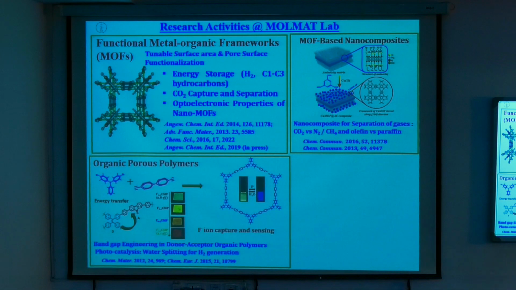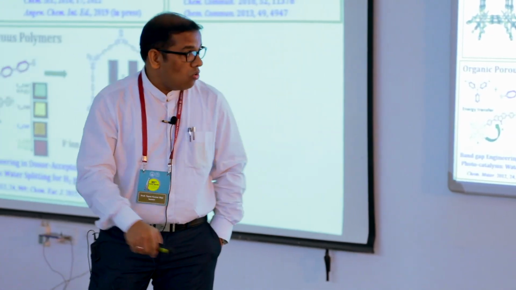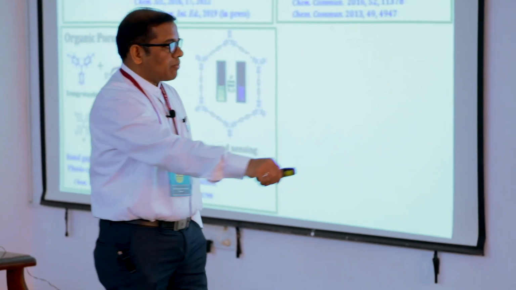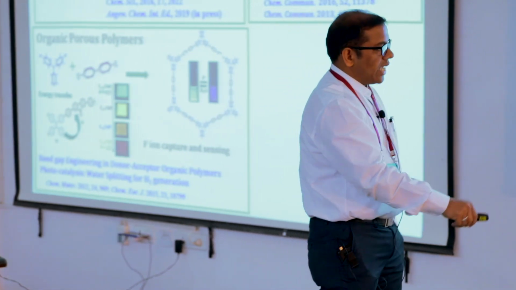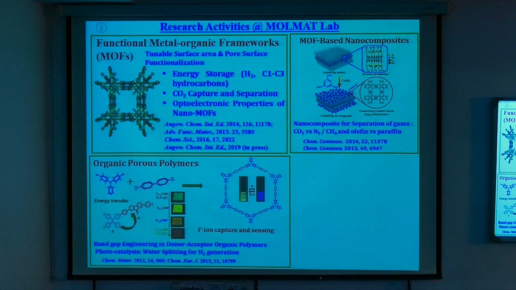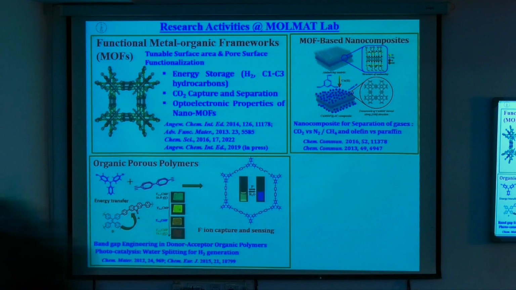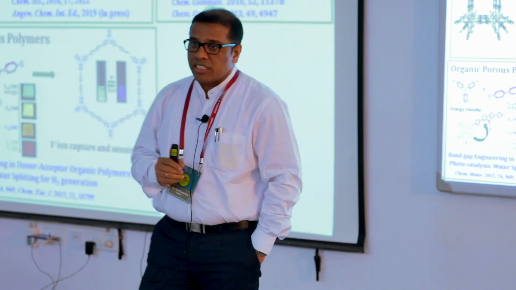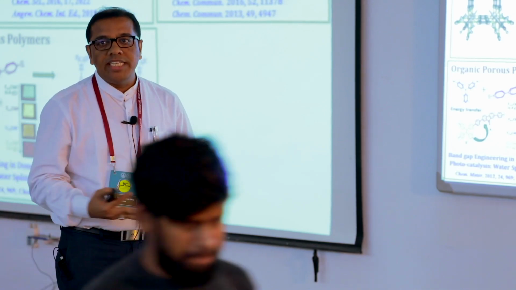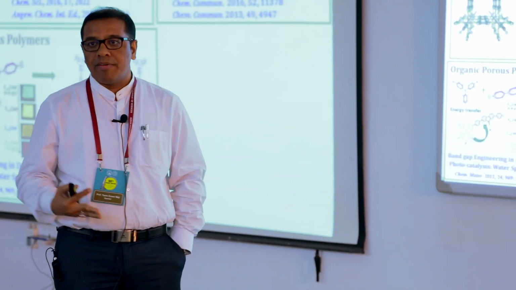We also work on organic porous materials or porous polymers, where there is no role of the metal ion. They form by C-C coupling reactions between different organic molecules, like Sonogashira coupling or Suzuki coupling. You can get organic porous polymers where you can introduce different chromophoric units and tune different properties. One disadvantage of these materials is processability, because in the bulk state they have low processability, and their application is limited in several fields.